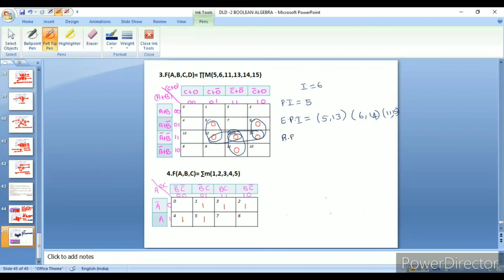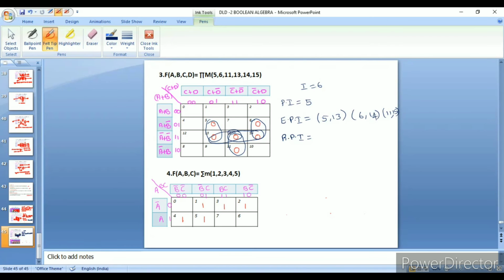Next, redundant prime implicants. What are the redundant prime implicants? So in this, observe here. Only in this can you find the redundant prime implicant. A redundant prime implicant is a prime implicant in which each minterm must be covered with an essential prime implicant. So here try to answer this one: the redundant prime implicants for this particular problem. How many are there?